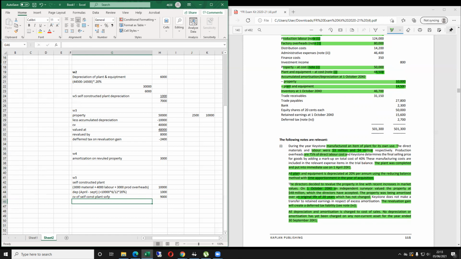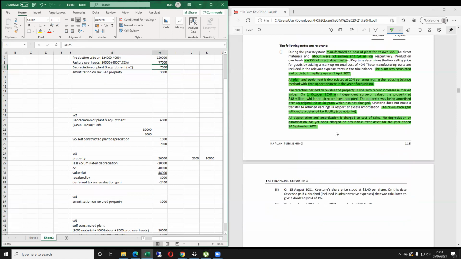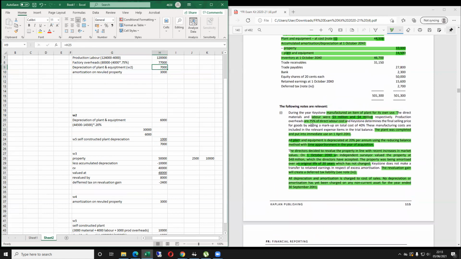Okay, cool. Oh wait, I need to read it. So if you just go up a bit, the total depreciation is 1,000 plus the 6,000. Yeah, this one. So it means 6,000 from other plant plus 1,000 from here. So it means 7,000. We need to adjust 7,000. So we have done the first adjustment. Okay, next one is, let's see, is there anything else?